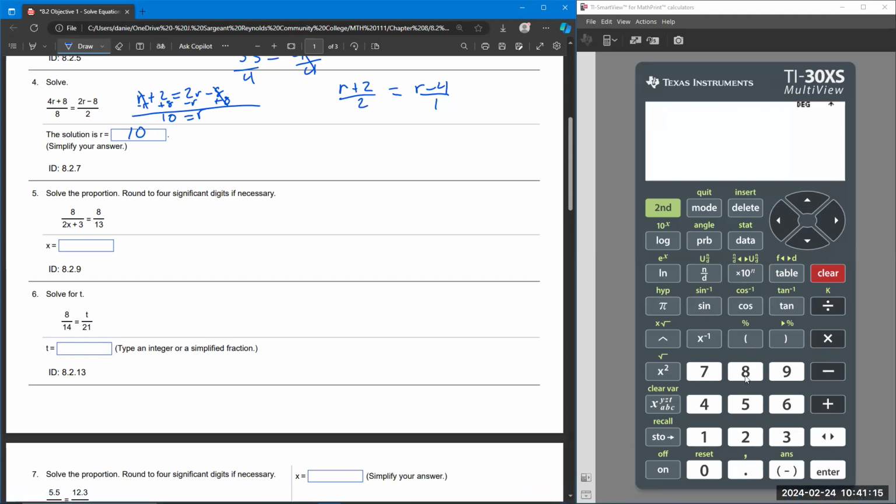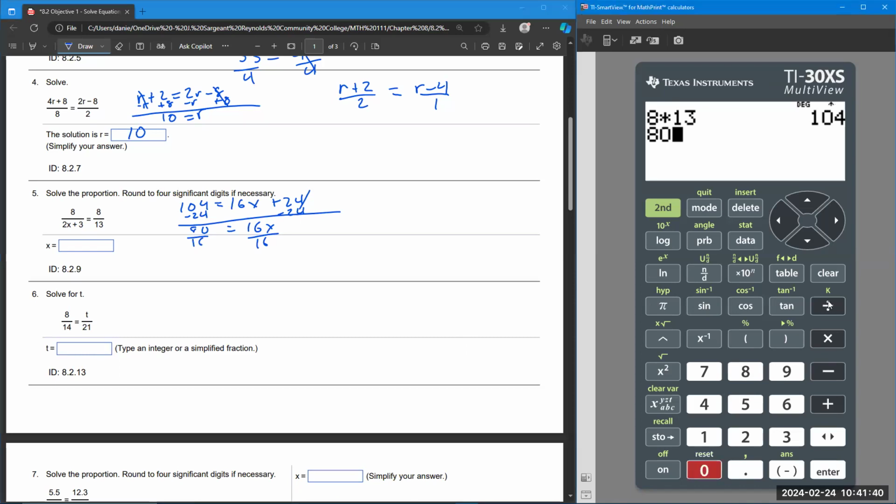Eight times 13 is going to be 104, is equal to 16x plus 24. And I subtract 24 from both sides. I get 80. Divide by 16. Should get 5. Yes, x equals 5.